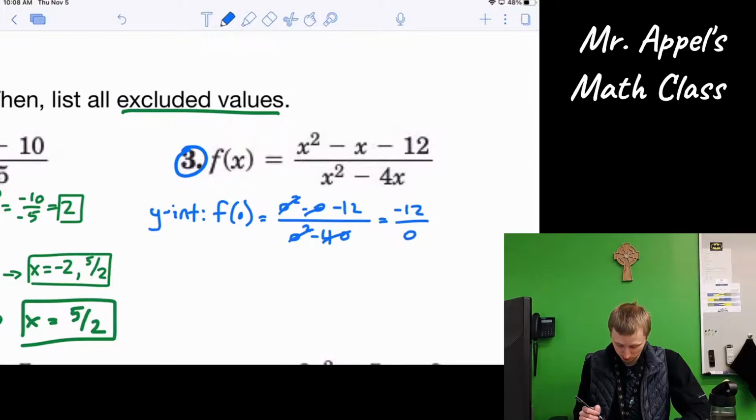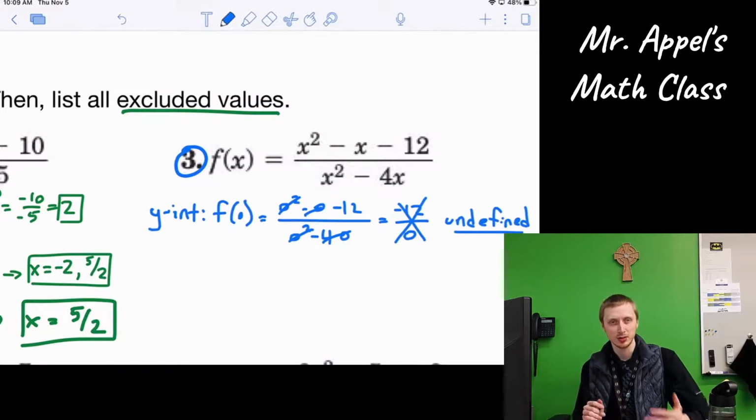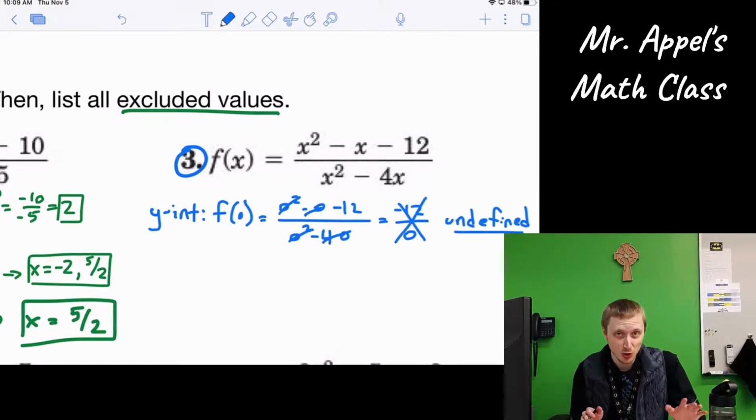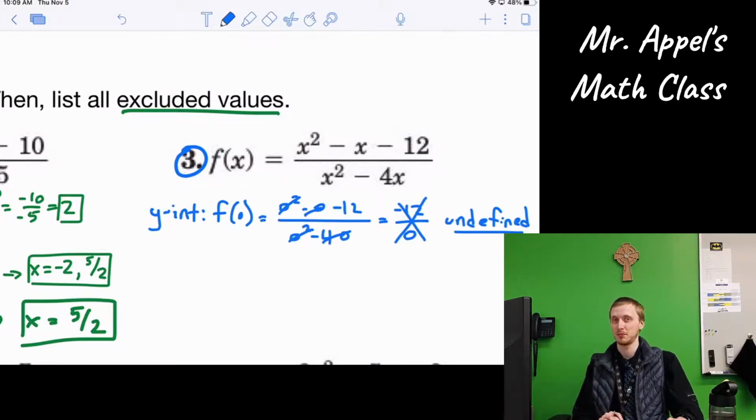Uh-oh. You can't divide by 0. That's no good. So that means our Y-intercept is undefined. If our Y-intercept calculation is undefined, that means there is no Y-intercept. How is that possible? It's totally possible.